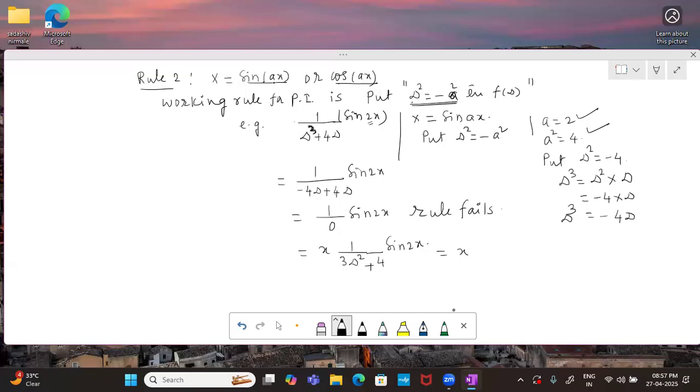is equal to x into 1 upon 3 d square plus 4. Put the value of d square. d square is minus 4, plus 4, sine 2x. Means it is finally x upon 3 multiplied by minus 4 is minus 12, and minus 12 plus 4 is minus 8, sine 2x. So it is minus x upon 8 sine 2x. And that is the result.